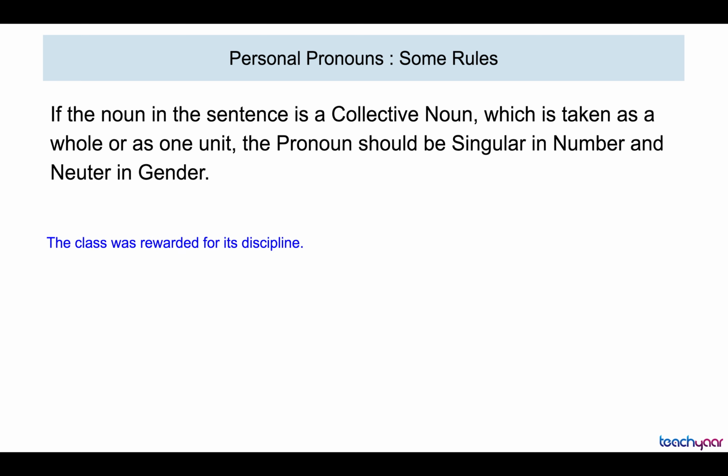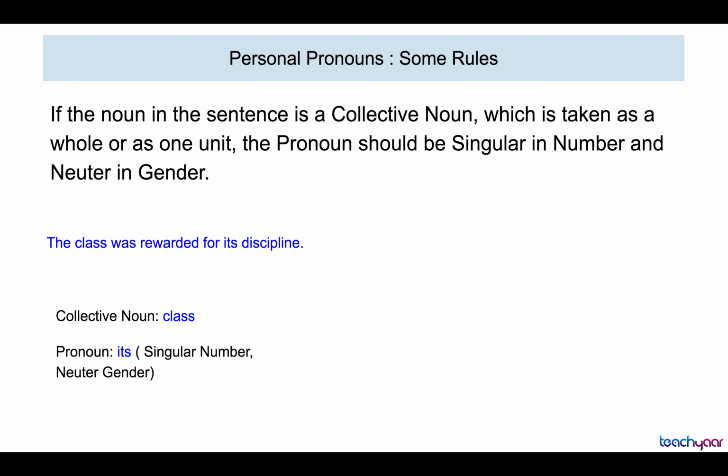The class was rewarded for its discipline. Now which is the collective noun here? Class. Because the class might consist of 30 or 40 students, we are taking them together and the collective noun is class. Now what is the pronoun we have used? Its. Now why have we used its? Because we are not talking about the individual students in the class, we are talking about the class as a whole. So we need the singular number.